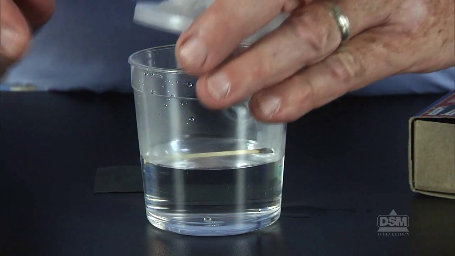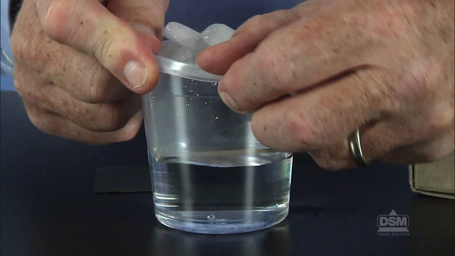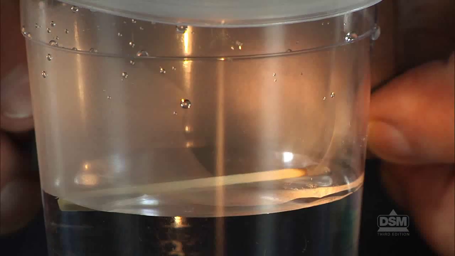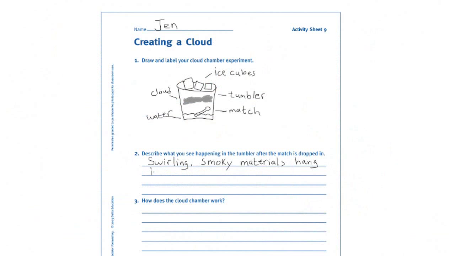As soon as the match is dropped into the tumbler, students should observe what is happening inside the tumbler. If teams have difficulty seeing the cloud, try shining a flashlight through the tumbler while they observe. Remind them to record their observations on their activity sheets.